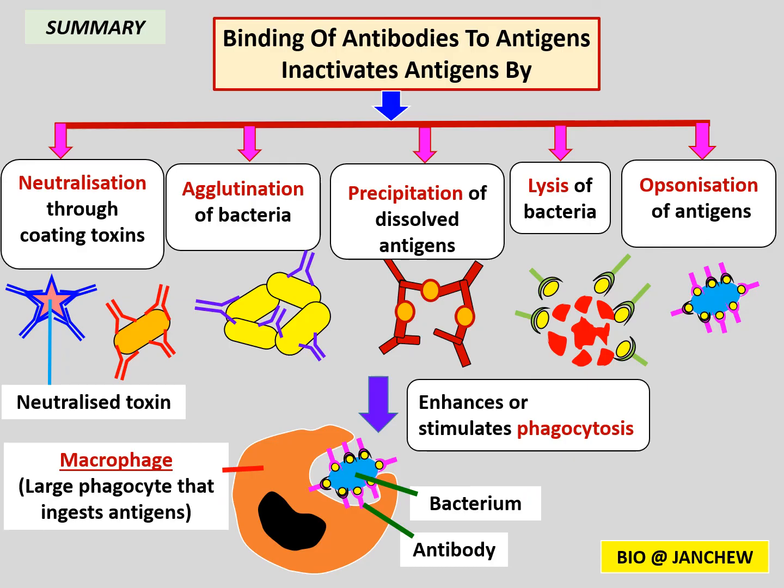Here's a summary of the 5 actions of the antibodies. So firstly, there's binding of antibodies to antigens to form the antigen-antibody complexes. And this will inactivate antigens by neutralization through the coating of toxins with the antibody to neutralize the toxin, through agglutination of pathogens such as bacteria, where the pathogens are clumped together, and then through precipitation of dissolved antigens, so that the dissolved antigens will precipitate out as a solid that can be easily engulfed by the phagocytes. Through lysis of bacteria, where the bacteria is broken down, cell walls are broken down, and the bacteria will burst or rupture or become decomposed.